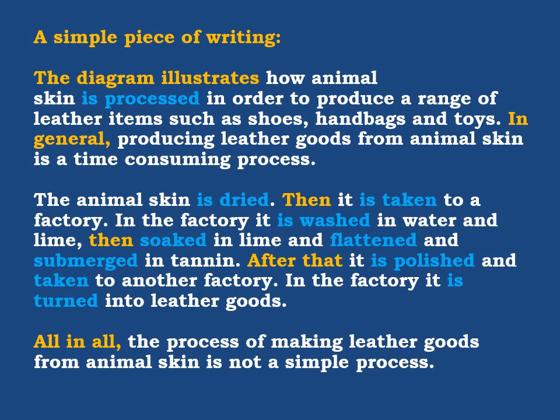Now look at the following sentence again. We said that in this sentence we have two steps. After that, it is polished. Here he uses is because polished is the first verb in this sentence. And taken. You see, we do not say and is taken. And taken to another factory.